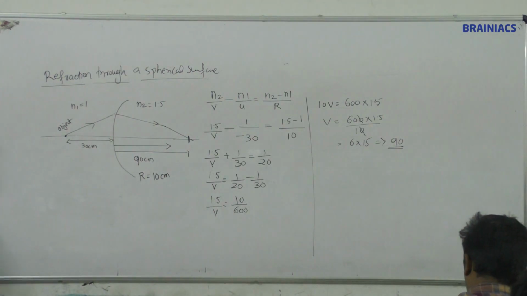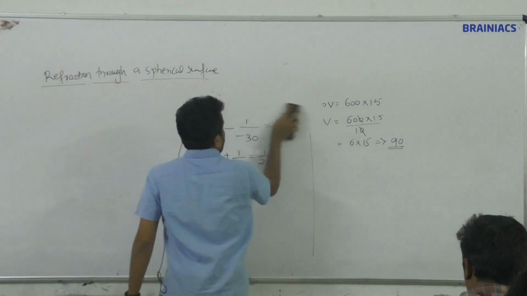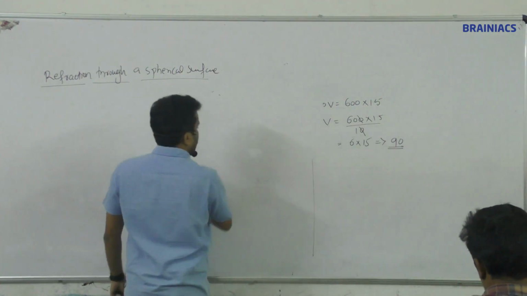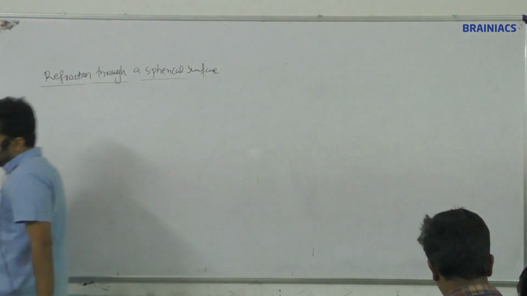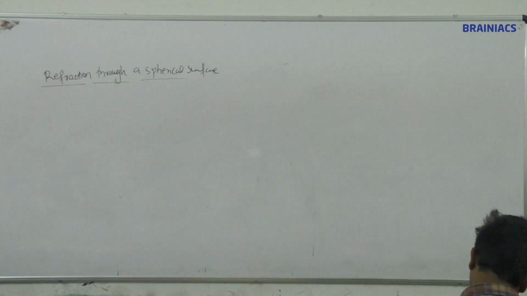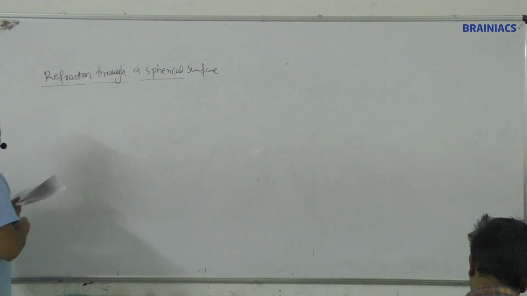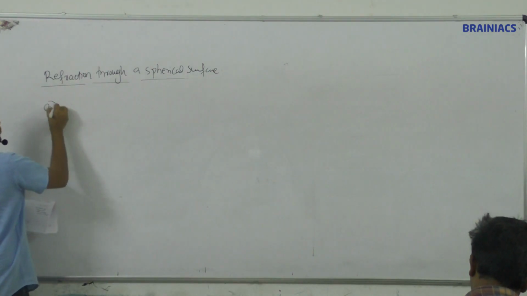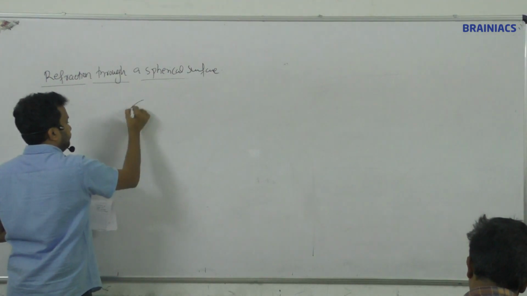Next question. Find the position and nature of the image. Nature of image means real or virtual. Okay, you have to find out whether it is real or it is virtual.